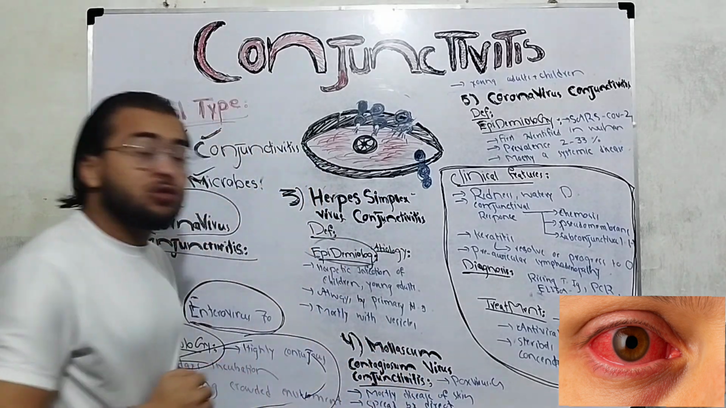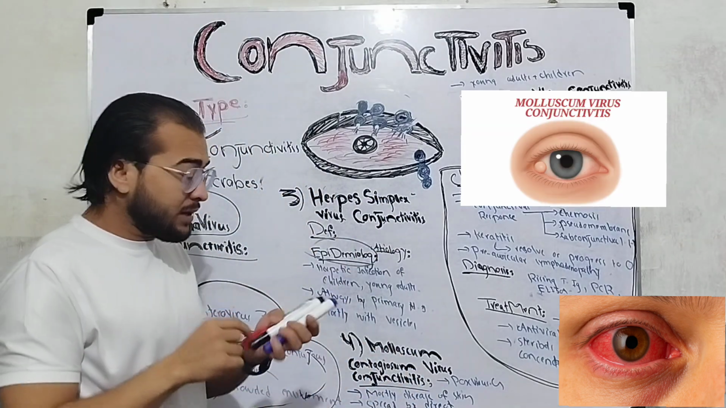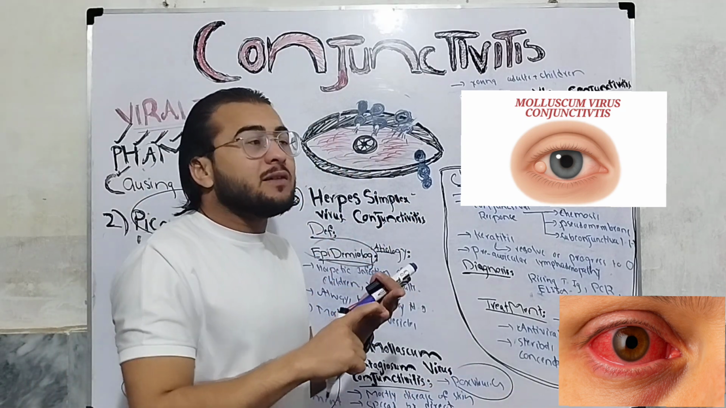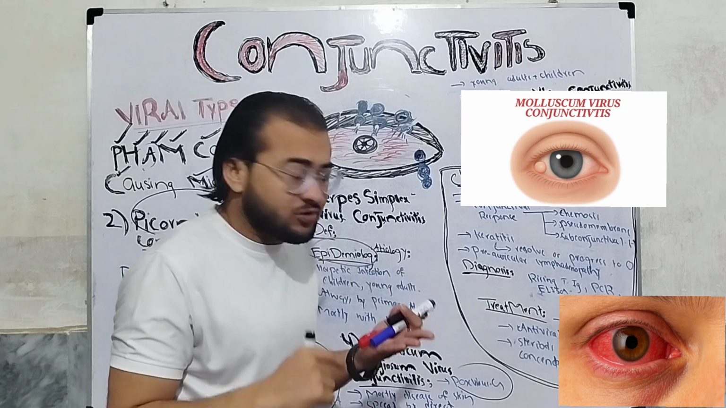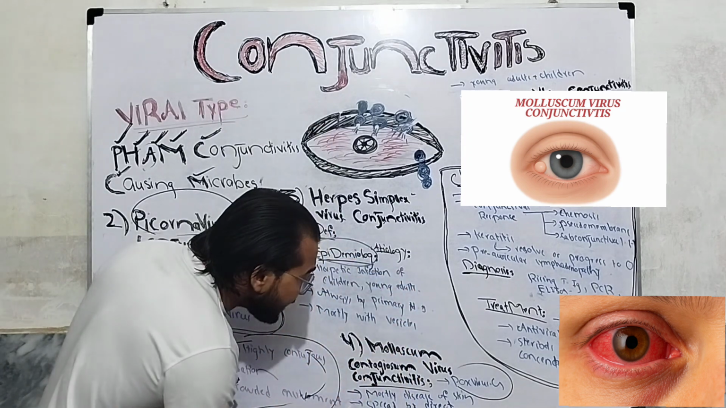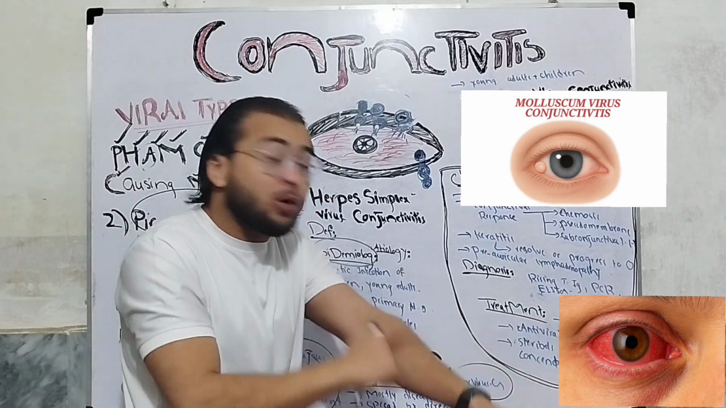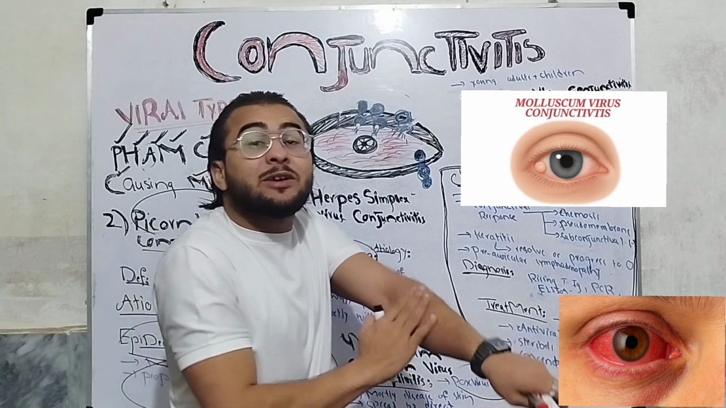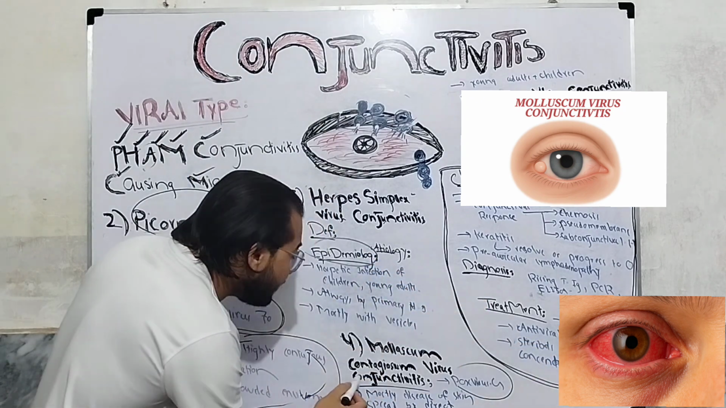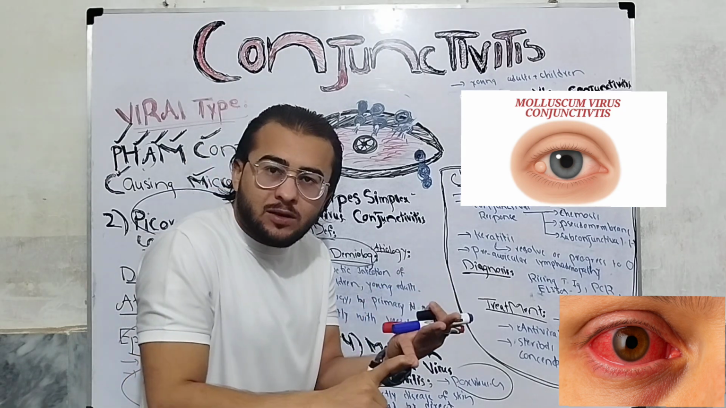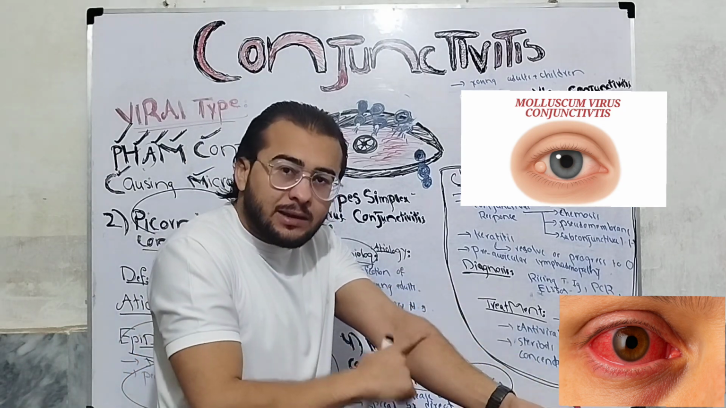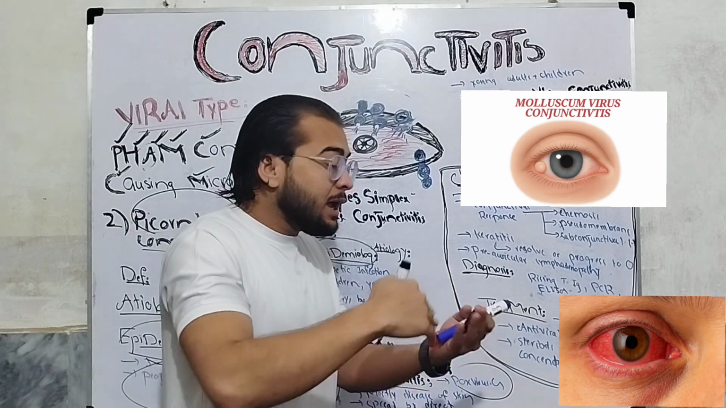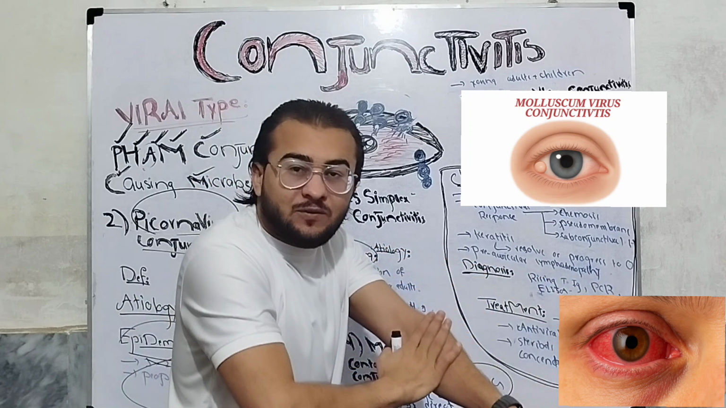Now, the molluscum contagiosum virus conjunctivitis. Molluscum contagiosum virus belongs to the pox virus group. This virus also mainly causes infection in young children and adults. It is mostly an infection of the skin and less commonly the conjunctiva. Okay, and it spreads by direct contact with the infected person. So in epidemiology, molluscum contagiosum virus belongs to the pox virus group, mostly infects the skin and less commonly the conjunctiva, mostly involves young children and adults, and spreads by direct contact with the infected person.